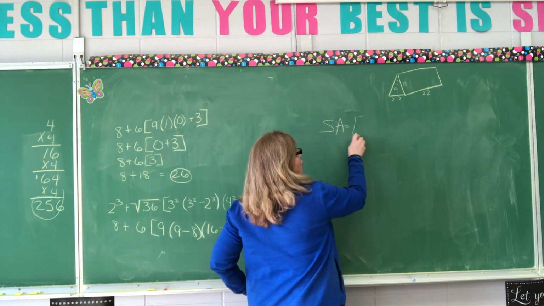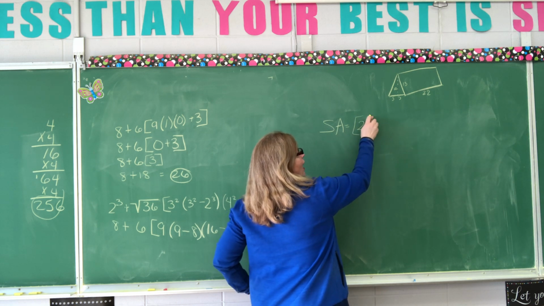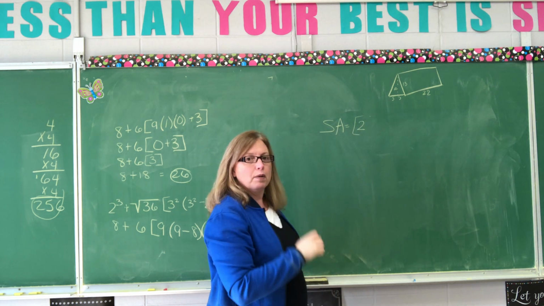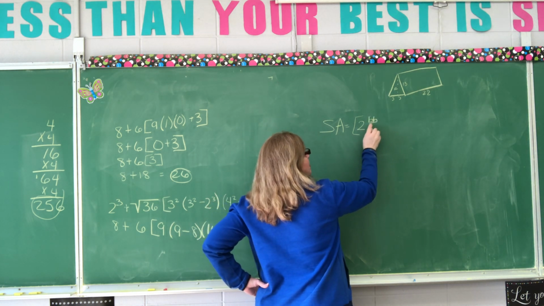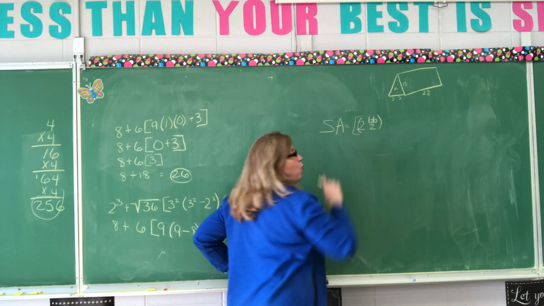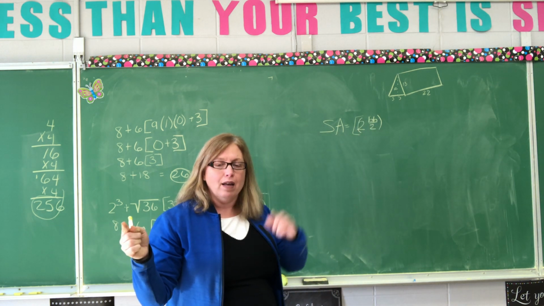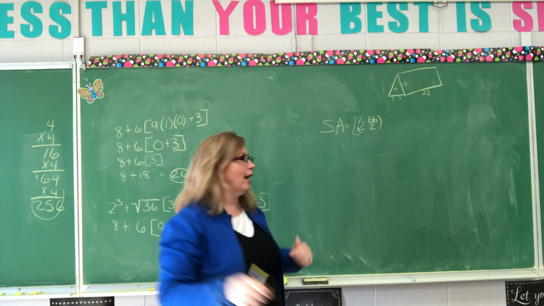So we're gonna say for surface area, we're gonna say 2. How do I find the area of a triangle? Base times height divided by 2. So we're gonna say 2 times base times height divided by 2. Why did I say 2 times that? Because there's 2 triangles, okay?